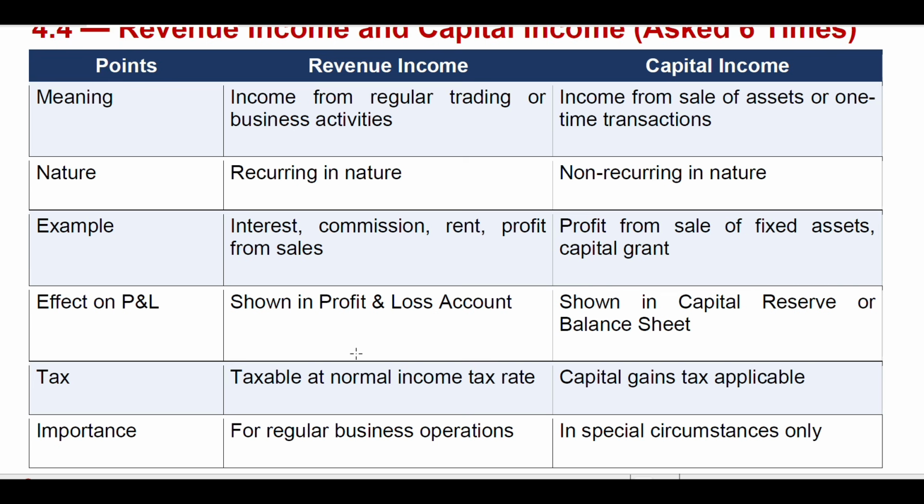Capital income: income from sale of assets or one-time transactions, non-recurring in nature, like profit from sales of fixed assets, capital grants. Shown in the capital reserve, separately in the balance sheet, you can say. Capital gains tax applicable in special circumstances only.